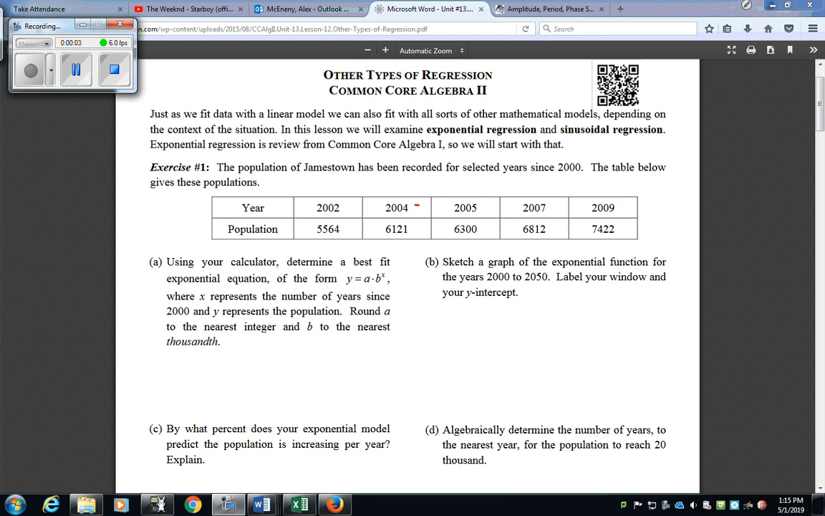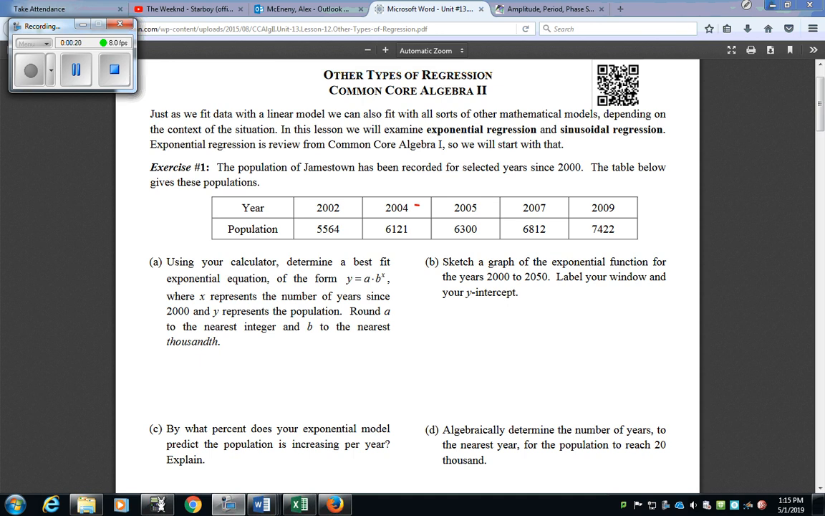We're going to talk about a couple different kinds of regression models. I know we talked about linear in the last assignment, and this one we're going to talk about exponential, and we're also going to talk about sine function regression. So the first one we have here, we got population.